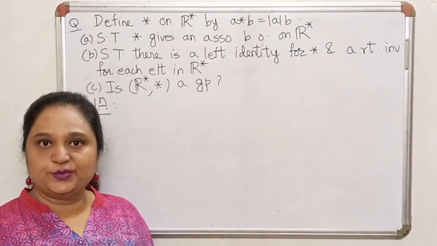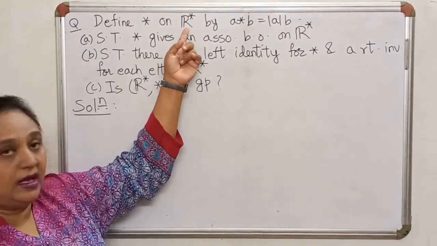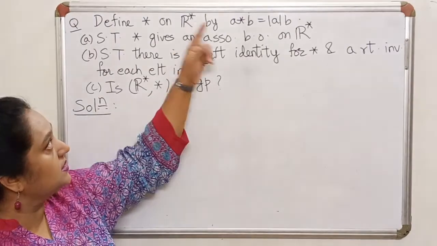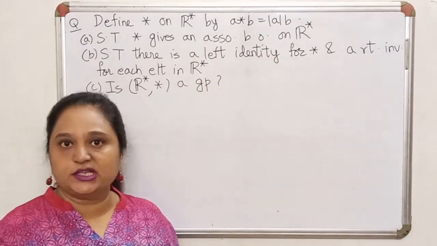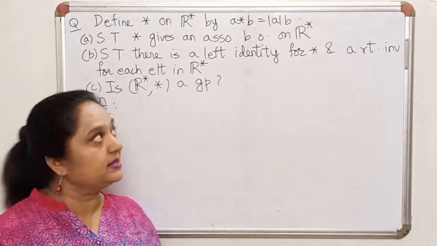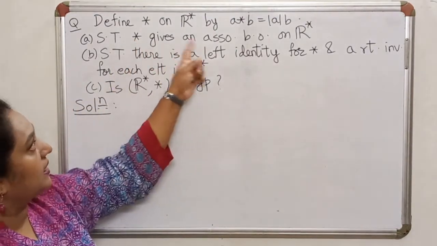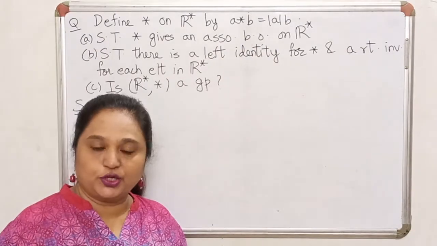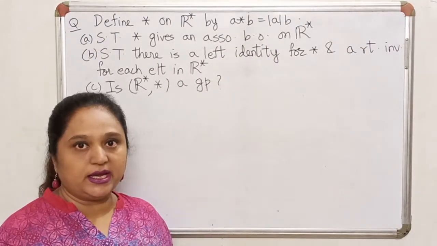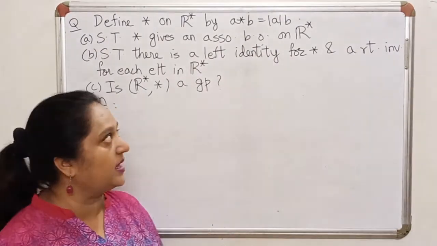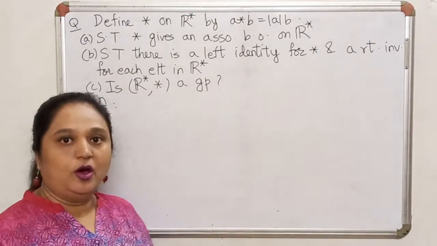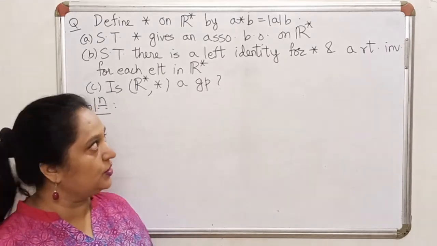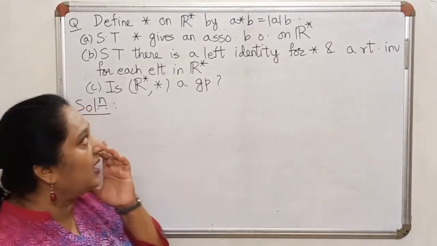So let's look at this problem on R star, that is the set of non-zero real numbers. An operation is defined by A star B is the modulus of the first element multiplied by the second. We have to prove that star gives an associative binary operation on R star. Now this is an easy exercise, so I leave this exercise to you all. If you want, you can pause the video and attempt it, or this is almost the end of the lecture, so you can wait and then do it after the lecture.